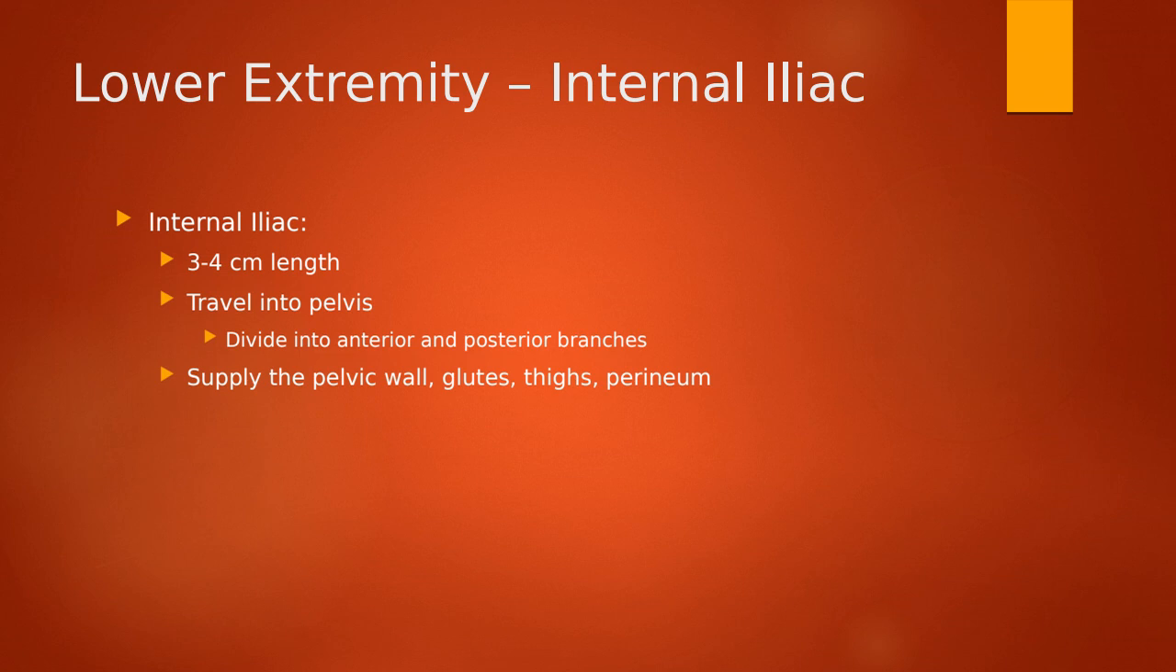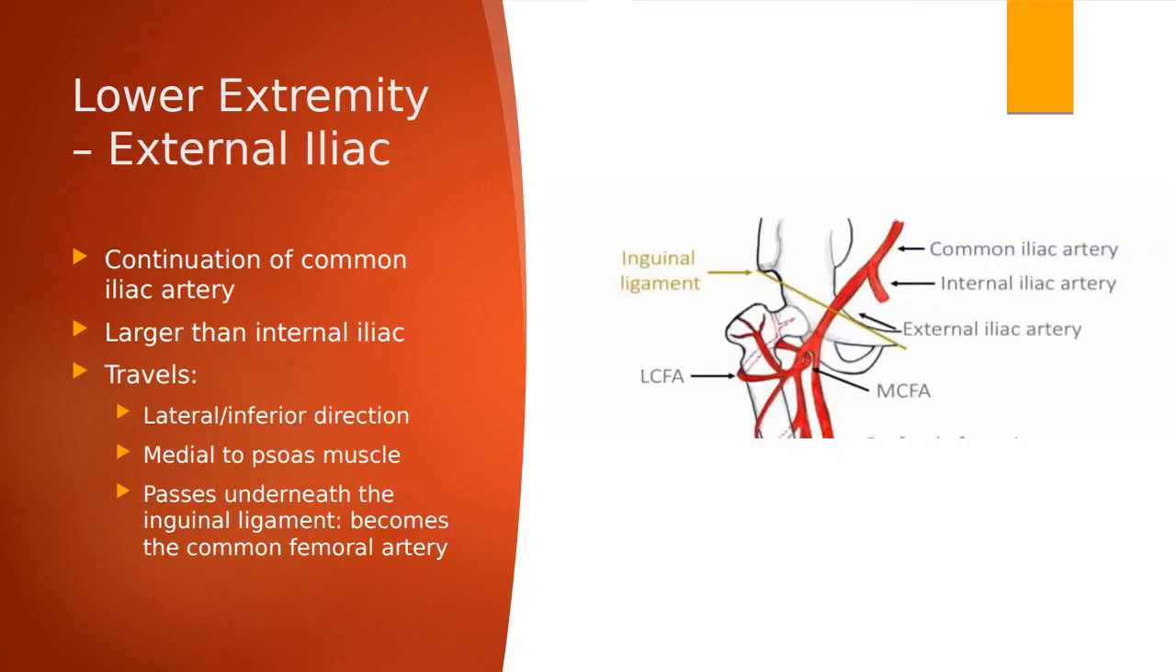So our external iliac branch, like we said, is traveling down into each respective leg. It's a continuation of that common iliac. It's larger than the internal, like we said. It's going to travel lateral and inferior in direction, so towards the outside of the leg in reference to the vein. And it's going to travel distally down that leg. It does travel medial to the psoas muscle in the back.